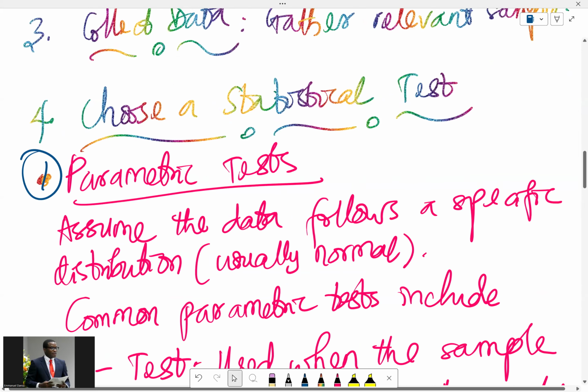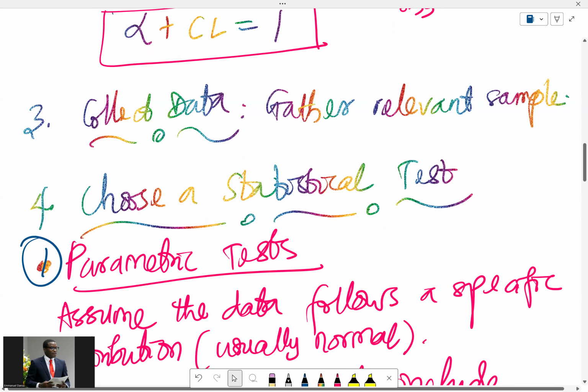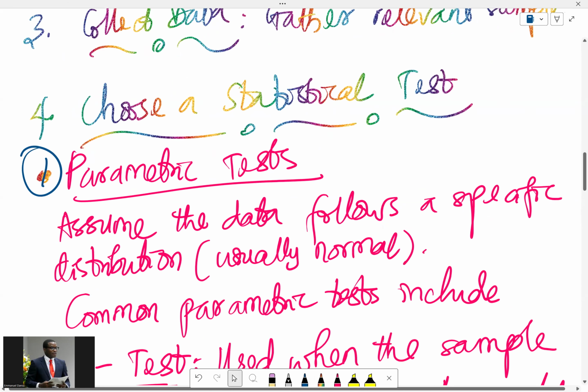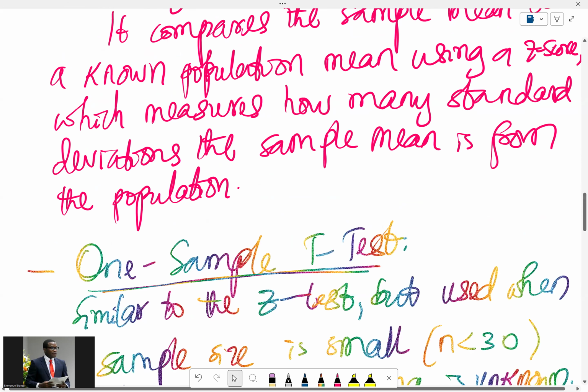So that's about the tests. In choosing a statistical test, you need to find out whether it is parametric or not parametric, and what the nature of the data is, before you can settle for a particular statistical test.